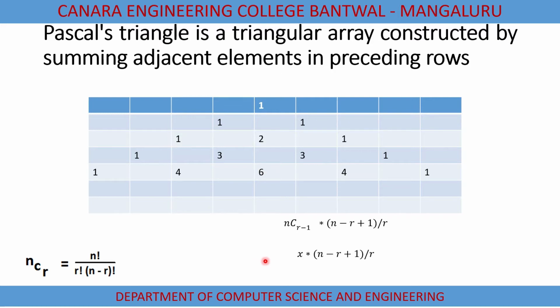This formula I can alter a bit and write precisely as, considering the previous value as x, x is equal to x into (n minus r plus 1) divided by r. Considering the same previous example, for the next value I can write 3 into (3 minus 2 plus 1) divided by 2, which is 3 into 2 by 2, which is equal to 3 into 1, that is 3. Now we'll see how this can be expressed in terms of a program.